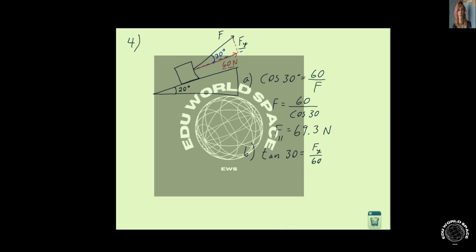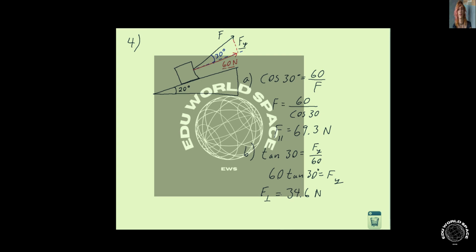So solving for Fy, we got 60 times tan of 30, and that's going to equal Fy. And throwing that in the calculator, make sure you're in degree mode because your angle is measured in degrees. So you're going to get 34.6 newtons, and probably maybe best to call that F perpendicular, because that's the component perpendicular to the ramp.